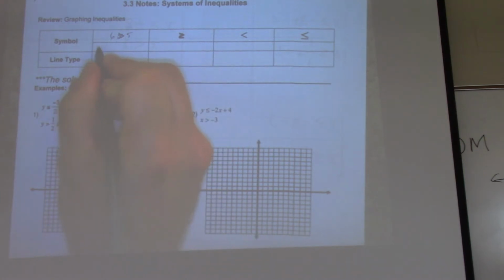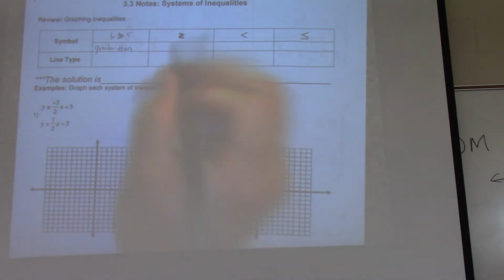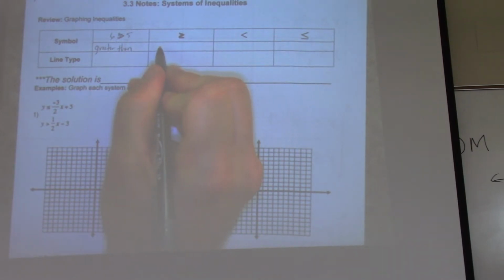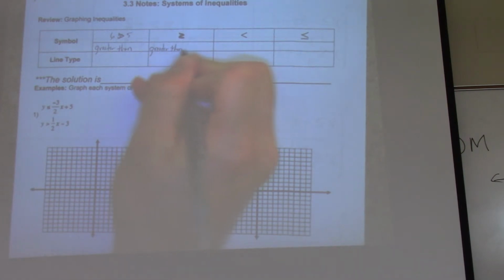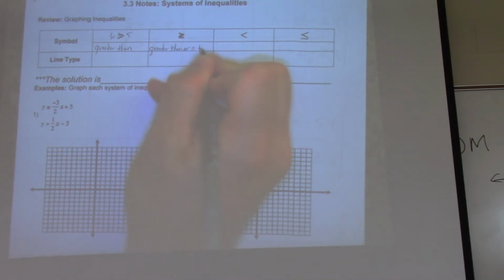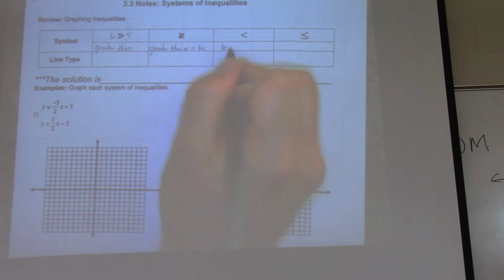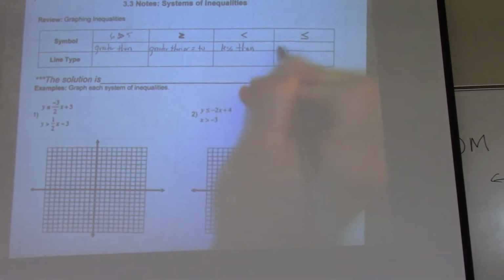So this is greater than. So that makes this, what does that make this one? Greater than or equal to. There you go, greater than or equal to. Of course, that makes this less than, and that makes this less than or equal to.